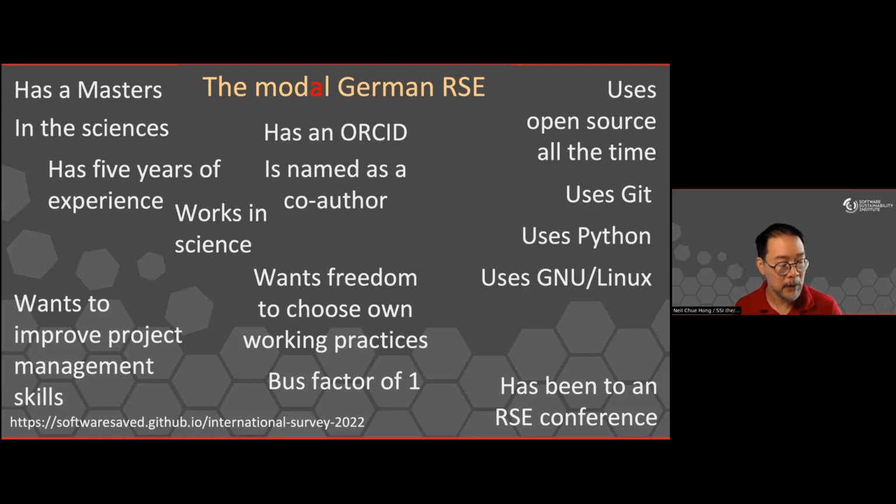It's also really interesting to see why people become research software engineers. So from wanting freedom to choose their own working practices to wanting to remain connected to the research environment without having to go through the rigors of promotion only through publication. There are lots of things that point towards why the research software engineering profession is something that people are interested in. The one challenge, I guess, is that bus factor of one.